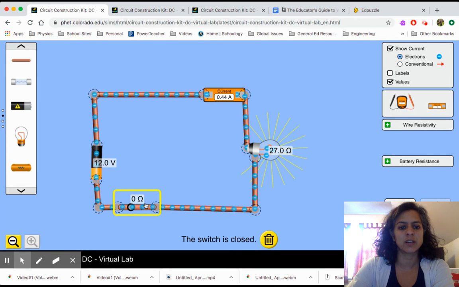Notice also when we close the switch, it's now 0 ohms, so there's no resistance. And so 0.44 amps is the current in this circuit.